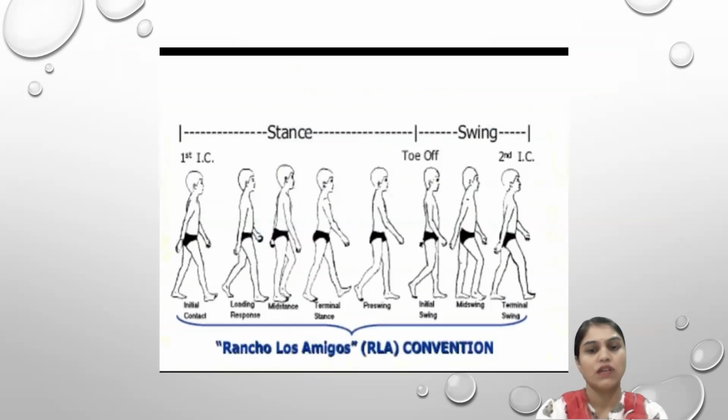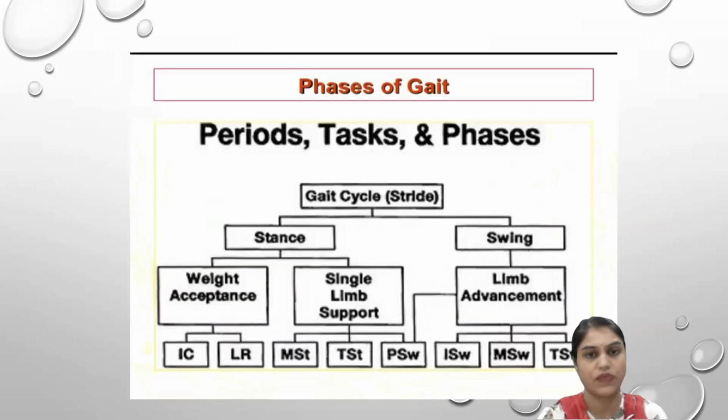Rancho Los Amigos classification convention, the stance and swing phases. Phases of the gait cycle: period, task, and phases. The gait cycle has stance and swing. The stance is divided into weight acceptance and single limb support. Weight acceptance: IC and LR. Single limb support: MST, TST, and PSW. Swing phase, limb advancement: ISW, MSW, and TSW.